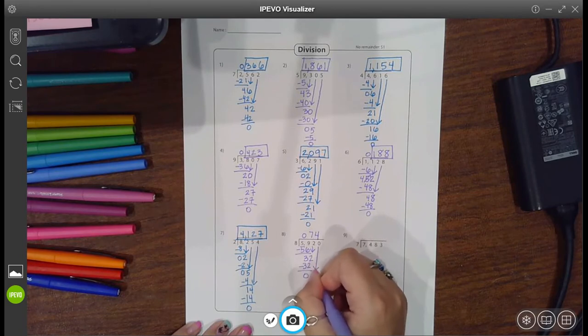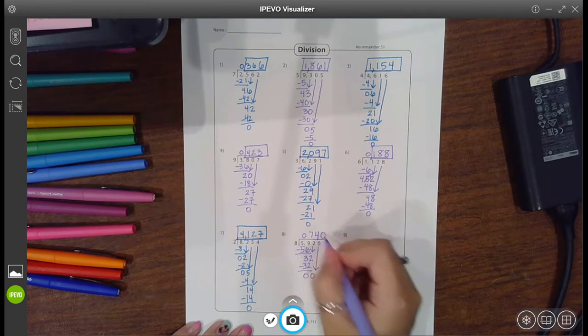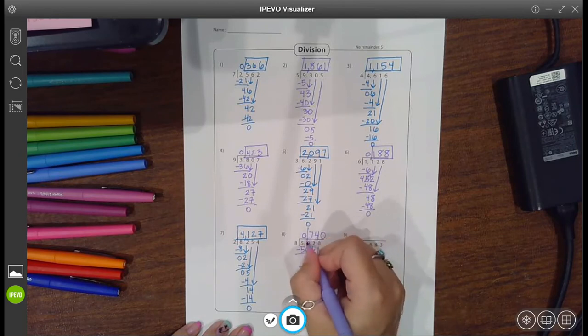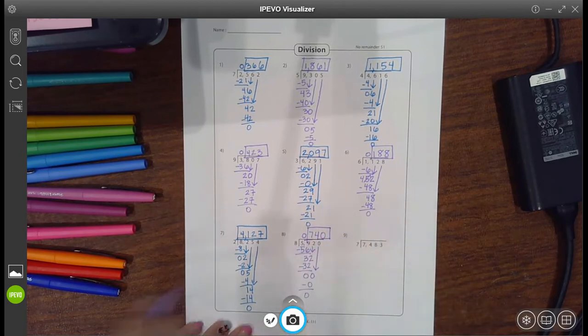Bring down the next number. And 8 goes into 0 0 times. And 8 times 0 is 0. Okay, you get a remainder of 0. It went in a perfect 740 times. Okay, last one.